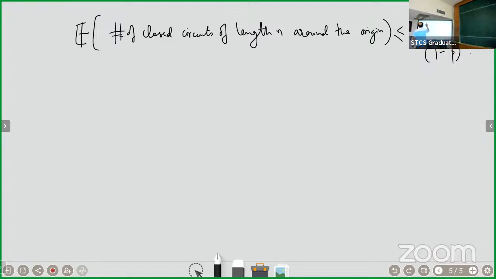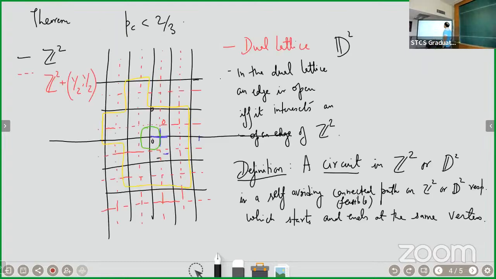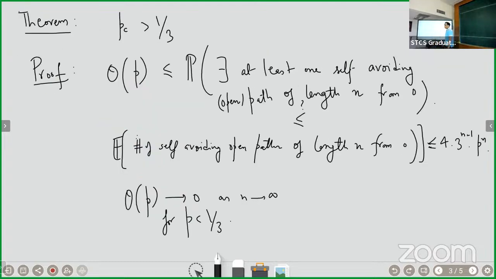This case requires a little more care than the previous. We are actually not done yet. All we are trying to say is that the expected number of closed circuits of length n around the origin is bounded, but now I need to show percolation. I need to do some more work. So what I have essentially done is bounded this quantity. I want the in-between quantity which connects to percolation itself. What is the in-between quantity?